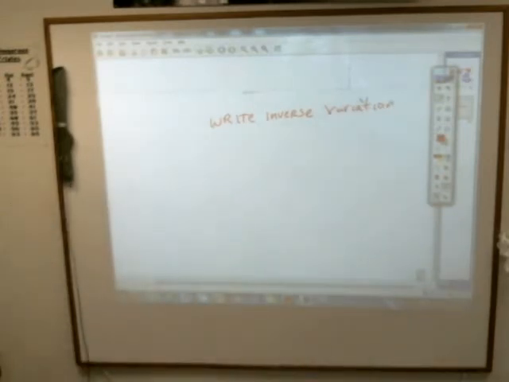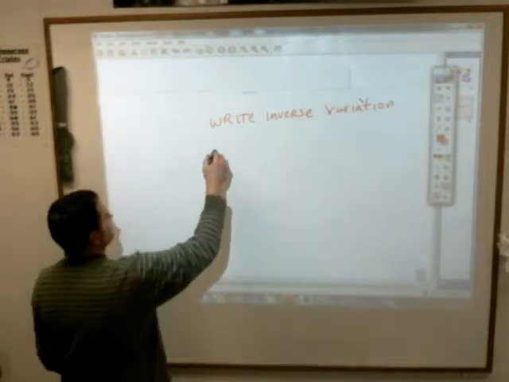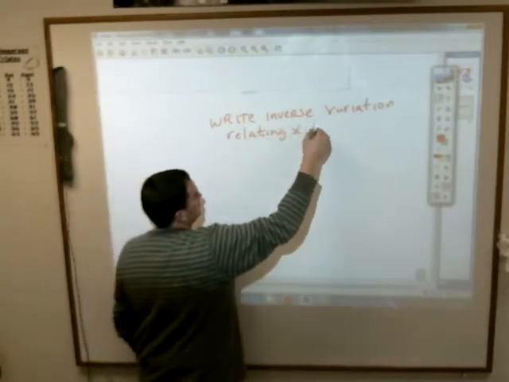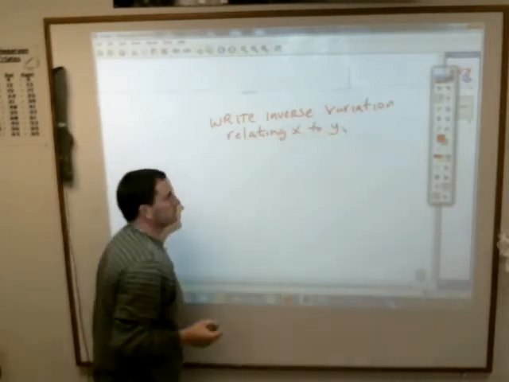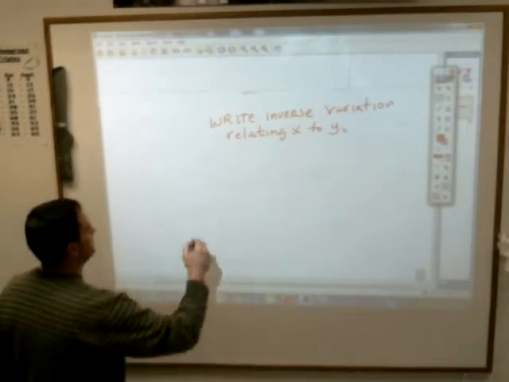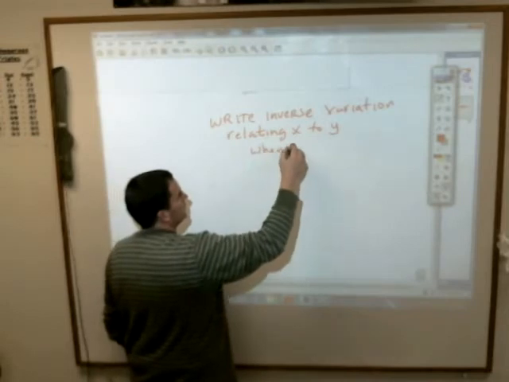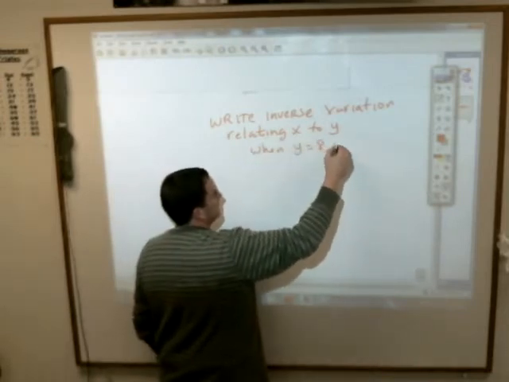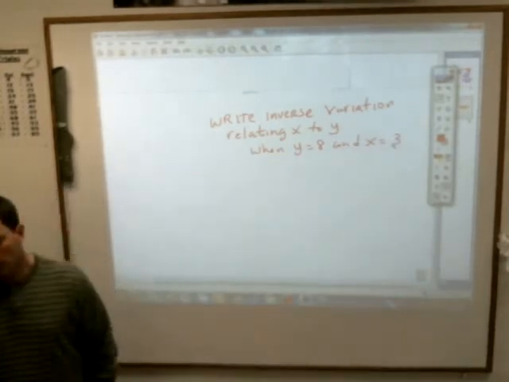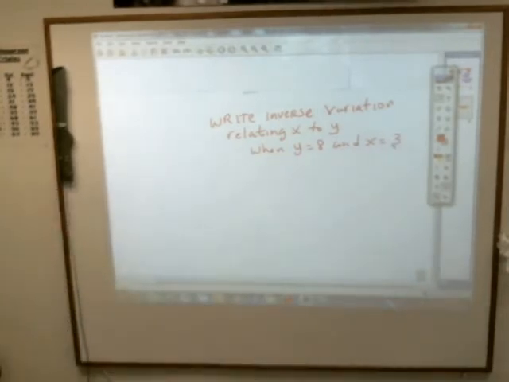Write the inverse variation relating x to y if when y equals 8 and x equals 3. Anybody have a clue as to how that's going to work?